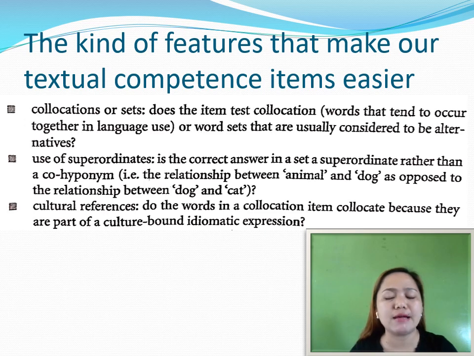The other feature is the use of superordinates. Is the correct answer in a set a superordinate rather than a co-hyponym, for instance, the relationship between animal and dog, as opposed to the relationship between dog and cat? Next is the cultural references. Do the words in a collocation item collocate because they are part of a culture-bound idiomatic expression?